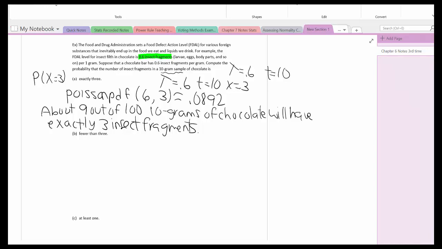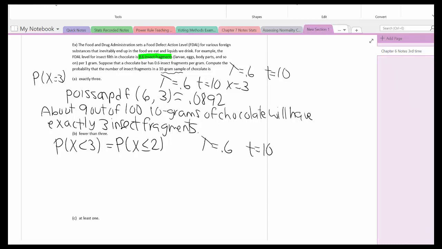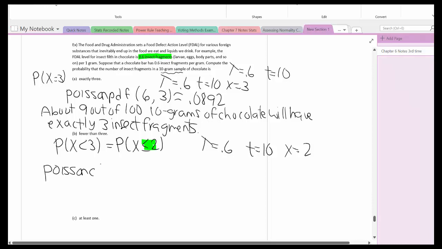Okay, let's take a look at the next example. So here we want it to be fewer than 3. Well, that's the probability x is less than 3. The problem is that's not x is less than or equal to something. So here we'll write it as x is less than or equal to 2. So again, lambda 0.6, t is going to be 10, and in this case, the x is going to be 2. So now this is going to be a Poisson CDF. Lambda times t, that's 6. That's 0.6 times 10, comma x, which is 2. Putting that into the calculator, we get this.